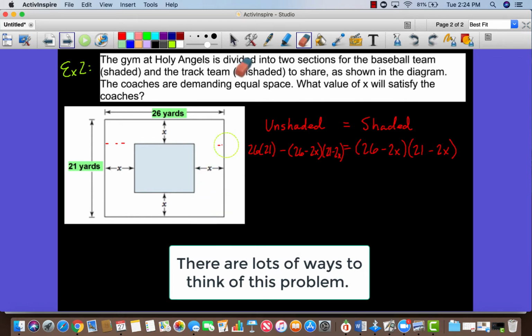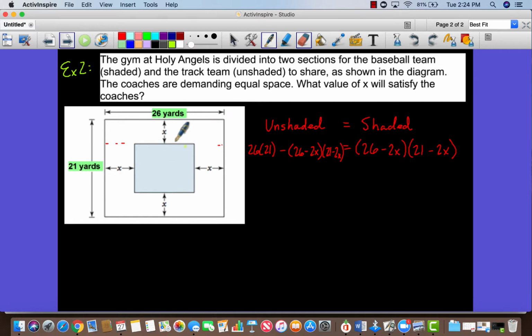So we could say that, and I'll do this in a different color, that if we want these unshaded and shaded areas to be equal, then they each just need to be half of the total area. And since we can actually figure out what the total area is just by doing 21 times 26, we could say that our shaded area just needs to equal half of 21 times 26.